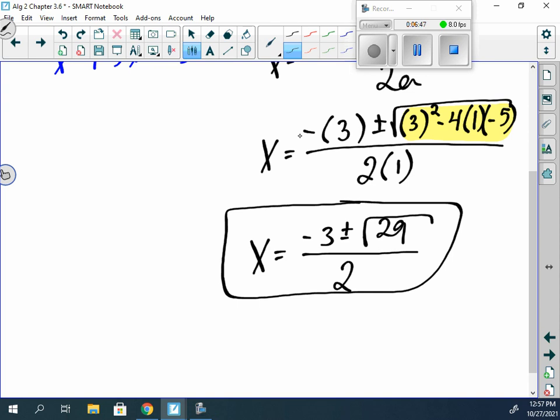Because that's as far as we can take it. There are no greatest common factors in the numerator and denominator. There's nothing we can reduce it down to. That's it. Any questions on this?